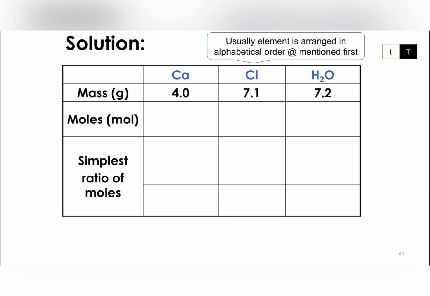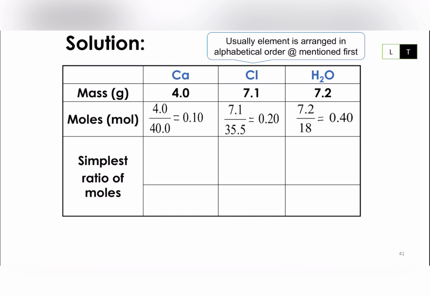Next, you have to calculate the number of moles. Once you have the mass, you can calculate the number of moles by using mass over molar mass for each element. So, I'm going to calculate based on the element given. For calcium, I will have 0.10. For chlorine, I will have 0.20. And for water, I will have 0.40.